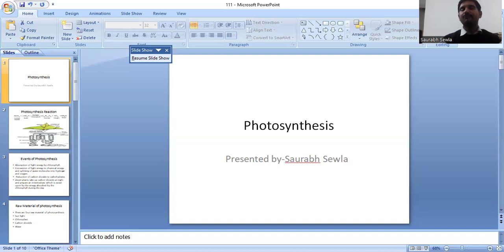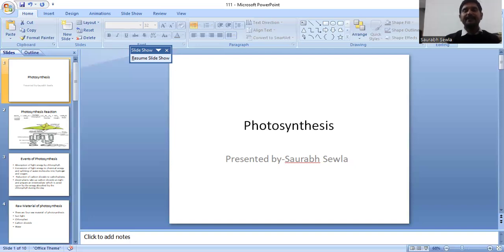Simultaneously, the splitting of water molecules takes place inside the lumen of the thylakoids, and during the splitting of water, the water molecule breaks up into hydrogen and oxygen respectively. So that's why oxygen is produced by plants in daytime, in most plants.